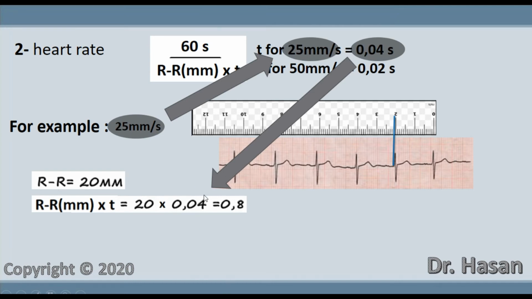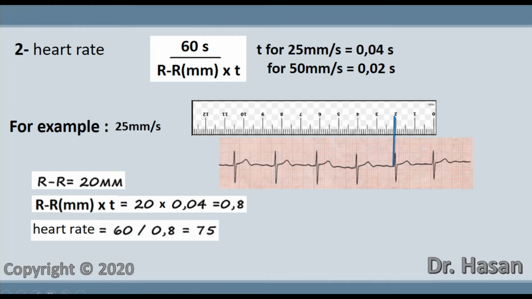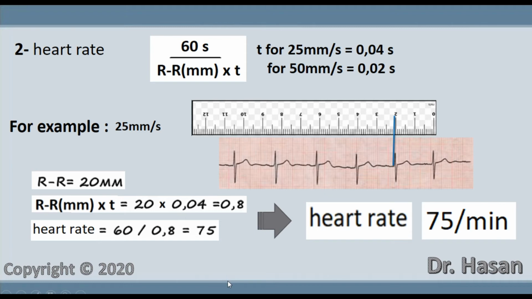We substitute these data into the formula and calculate the heart rate. Heart rate is equal to 60 divided by RR times T. Heart rate is equal to 60 divided by 20 times 0.04 seconds. It is equal to 60 divided by 0.8. It is equal to 75. In this case, the heart rate is 75 per minute.